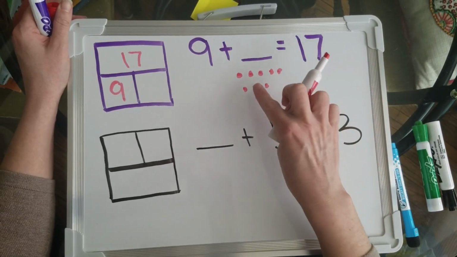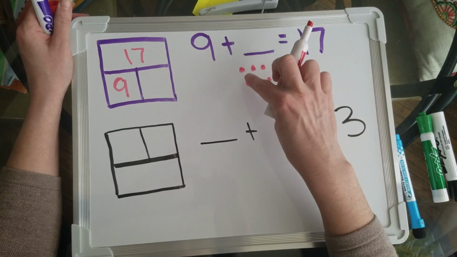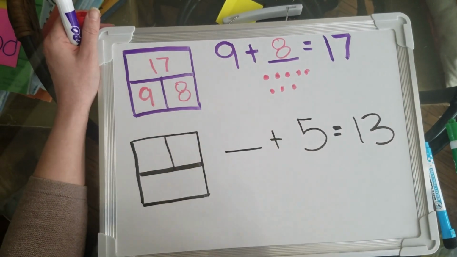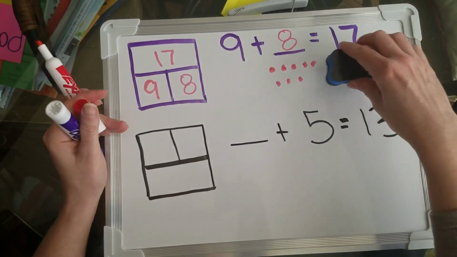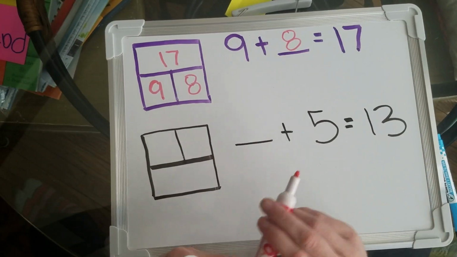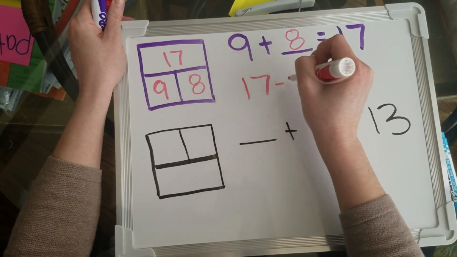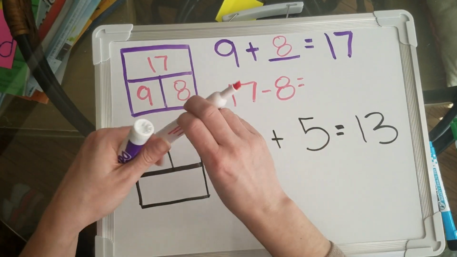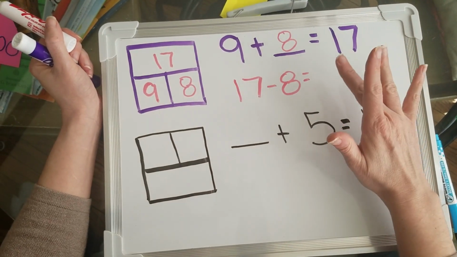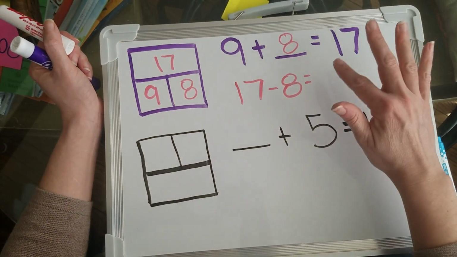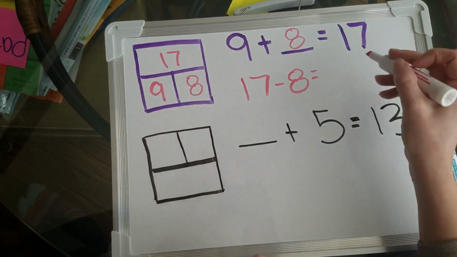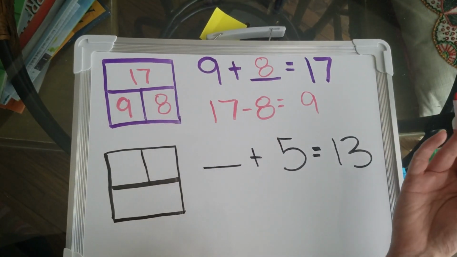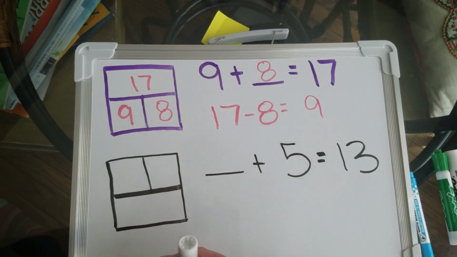So how many did we add? 1, 2, 3, 4, 5, 6, 7, 8. So 8 is my missing part. But I'm going to make sure I have it right. 17, 16, 15, 14, 13, 12, 11, 10, 9. Did I use all 3 numbers the same? Yeah, just like in a fact family, so I know that's correct.